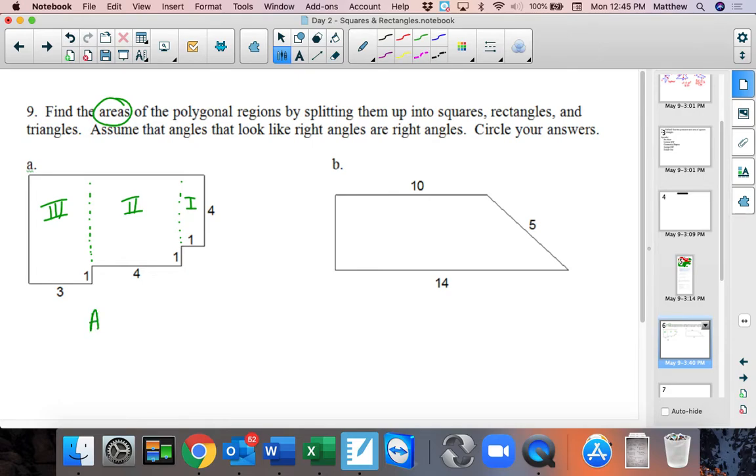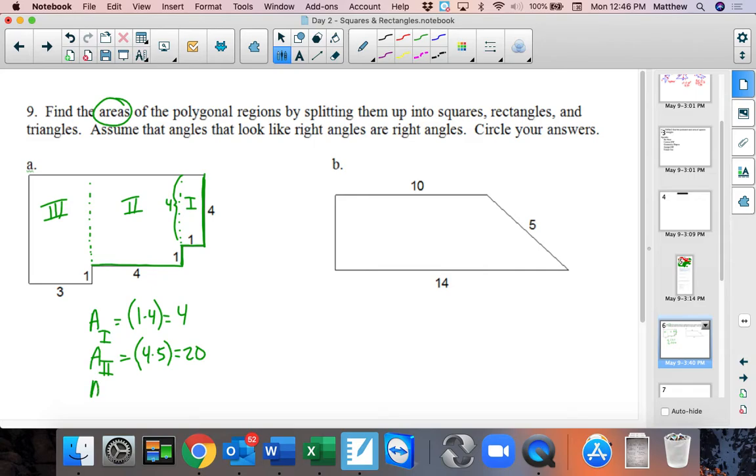So the area of region 1, well, if this side's 4, and this is 1, we know it's just 1 times 4. That's just 4. Area of region 2, I've got 4. I've got this 1, but this right here is 4 because of this side over here. So this whole side here is the 1 plus the 4 is 5. So that is 4 times 5, which is 20.